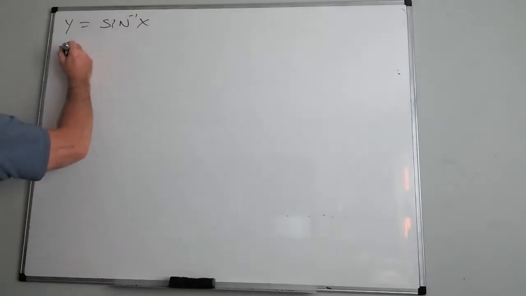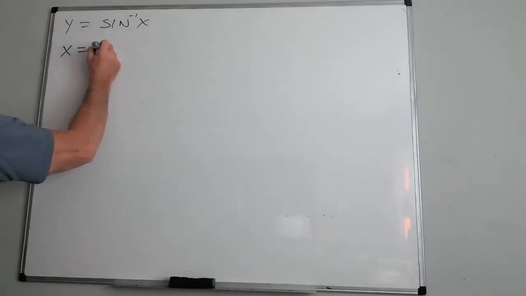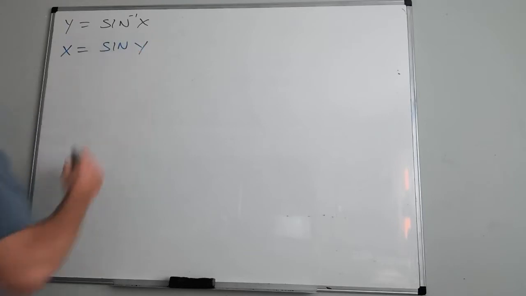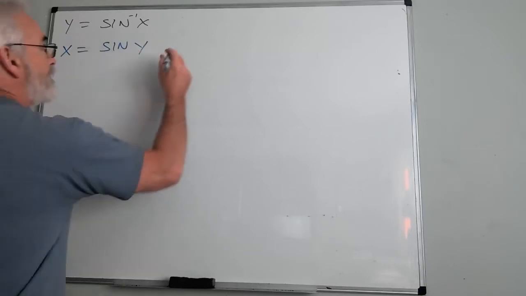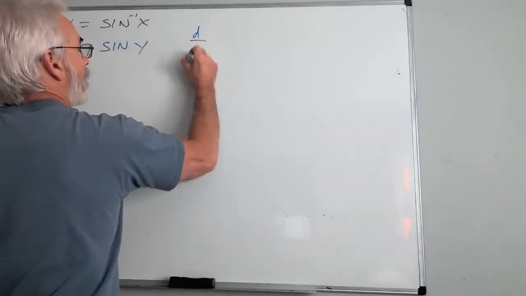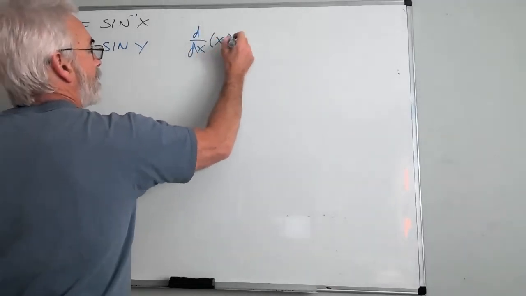So here, I'm going to write x equals the sine of y. When I differentiate both sides, I'm going to write it formally, just so we know where everything came from.